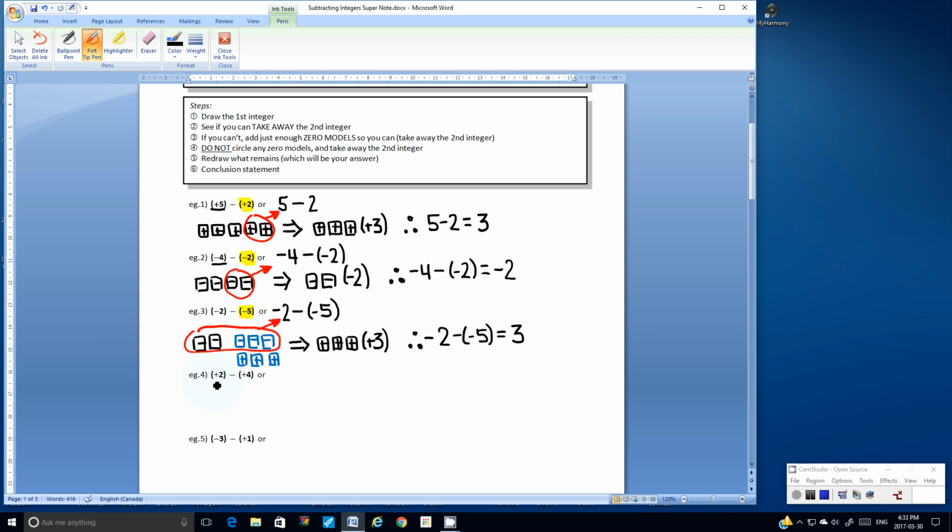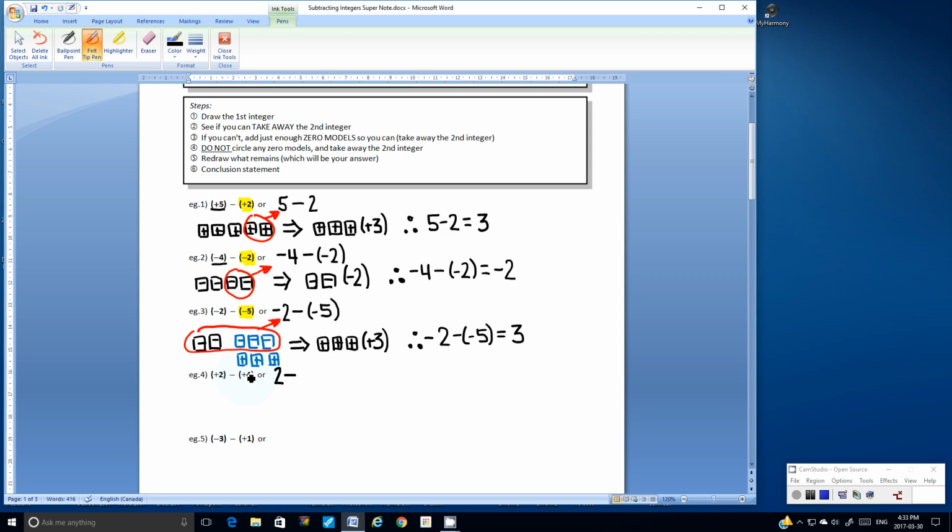Let's draw the first integer. Oh, sorry, let's rewrite it in standard form. +2 subtract positive 4. So the first integer is positive, so we take away the brackets, take away the integer symbol, subtract, and then the second integer is positive.